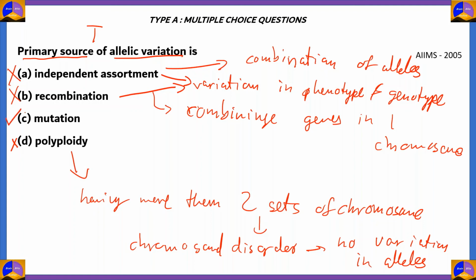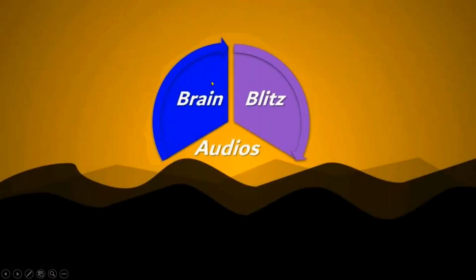The right answer is option C, mutation. So these rapid variations, known as mutations, they caused the tall allele to have a mutated and recessive form known as the dwarf. So the primary source of allelic variation is mutation. So that's all, folks, about this chapter, Principles of Inheritance and Variation.